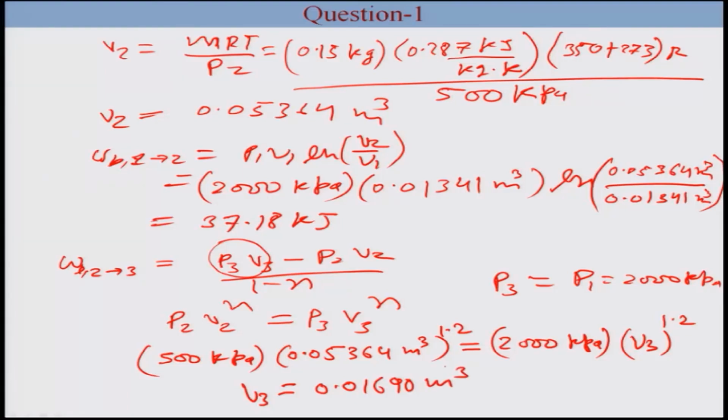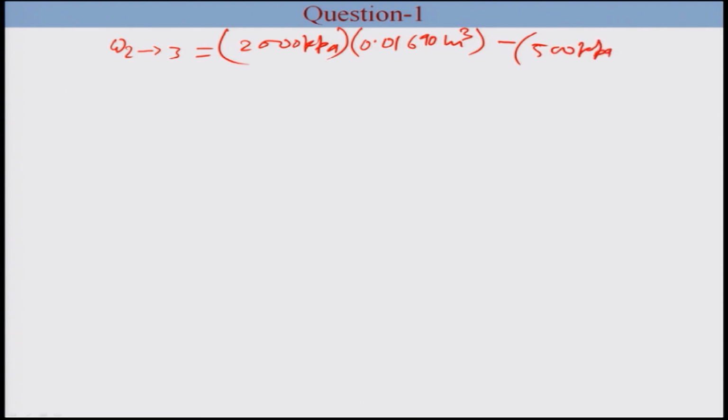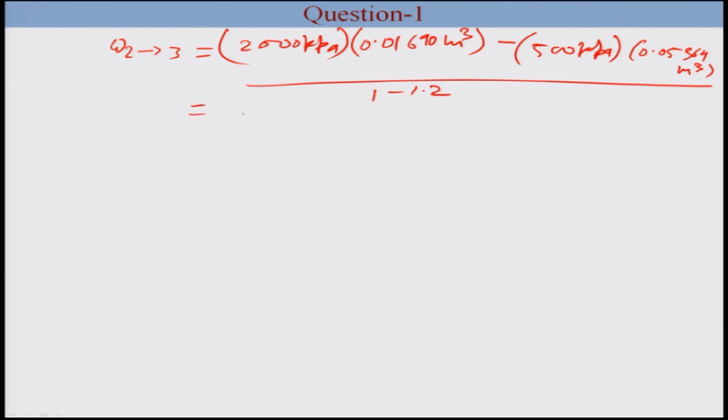So after plugging this value into this expression, we get W 2 to 3 equal to 2000 kilopascal into 0.01690 meter cube minus 500 kilopascal into 0.05364 meter cube, divided by 1 minus 1.2. So this gives us minus 34.86 kilojoule.